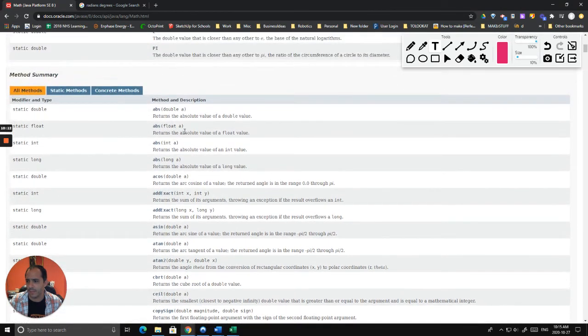The last one that's really of interest is absolute value. That's that function where in math you have the absolute value of some particular number. The way that you do it is you give it a number, either a double, a float, or an integer, and you go ahead and do that.